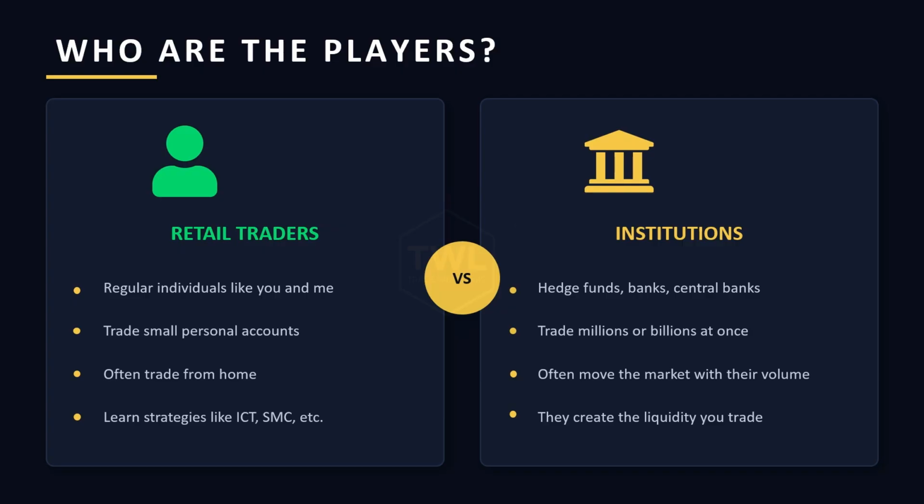This part is important, so really listen here. On one side, you have retail traders. That's regular individuals, people like you and me. We trade smaller personal accounts, usually from home. And we learn strategies like ICT or smart money concepts to try to understand what's happening. On the other side, you have institutions, hedge funds, banks, central banks. These guys trade with millions, sometimes billions of dollars in a single move.